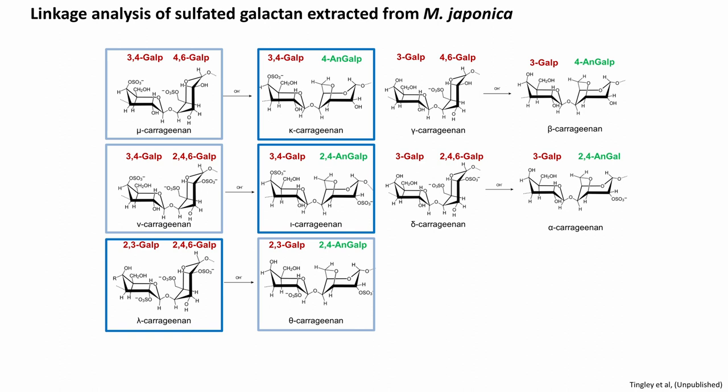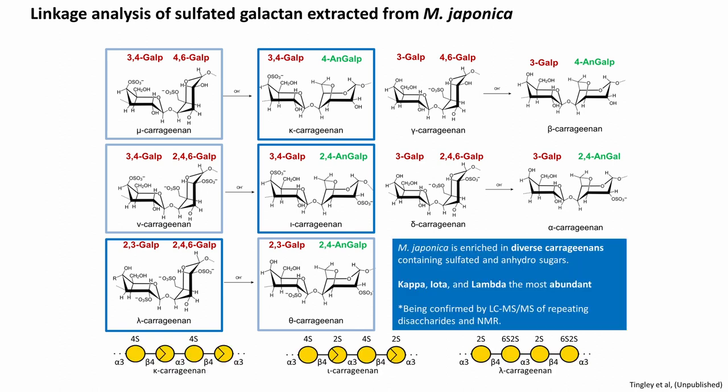So all you need to remember is carrageenans are highly diverse, structurally complex, highly sulfated, and you also have this anhydro bridge in some. So M. japonica is enriched in diverse carrageenans, primarily kappa, iota, and lambda. This will come into play in a few slides. We're also working on some other methods to characterize structure, including NMR and LCMS.